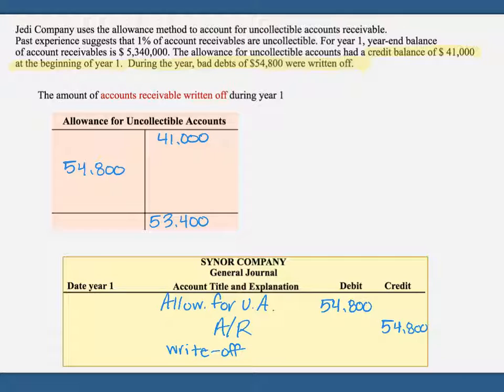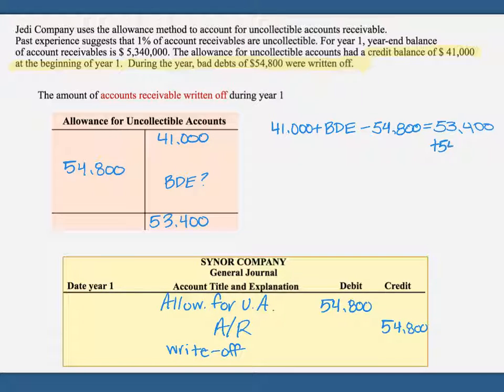And now we can solve for this number here, which is our bad debt expense. So we take our $41,000 plus bad debt expense minus the $54,800 debit equals our end amount of $53,400. So doing some simple algebra, we can solve for bad debt expense.